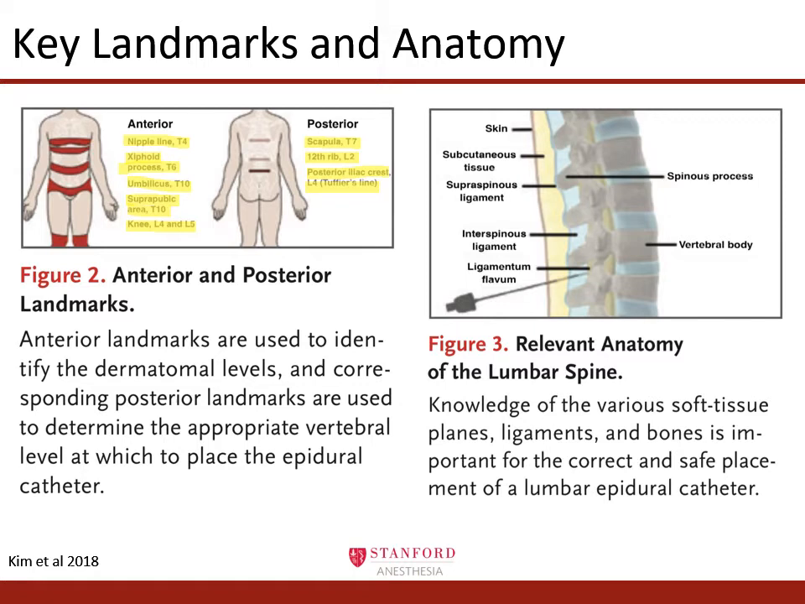Understanding the anatomy that is traversed by the epidural needle may help to facilitate safe identification of the epidural space. The first tissue layer you will encounter is the skin, followed by subcutaneous tissue, the supraspinous ligament, followed by the interspinous ligament, followed by the ligamentum flavum. After puncturing the ligamentum flavum, you will notice a loss of resistance, which indicates that you've entered the epidural space.